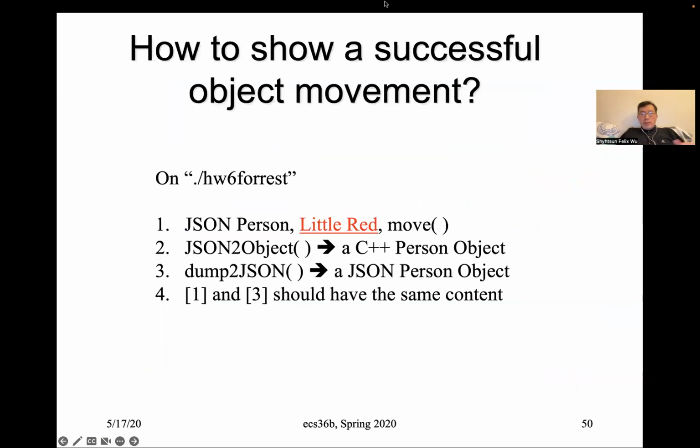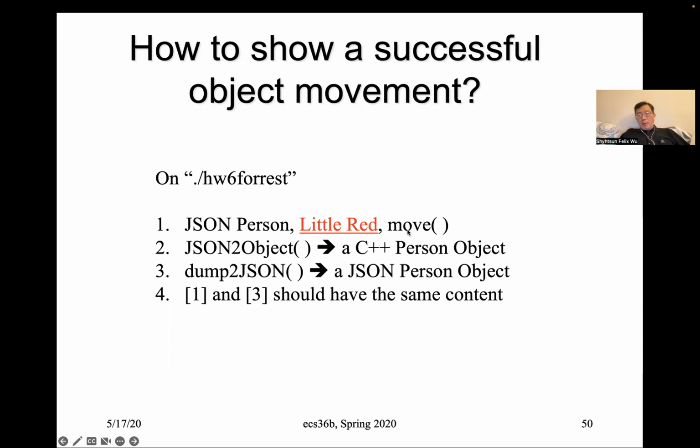The other thing I think is important is, if you've done this correctly, how do you actually successfully show that you've done an object movement? This is the way I expect your code will show this, in 4 different steps. For example, I'm giving this example for the transition to record number 3, which actually happens in HW6 forest.